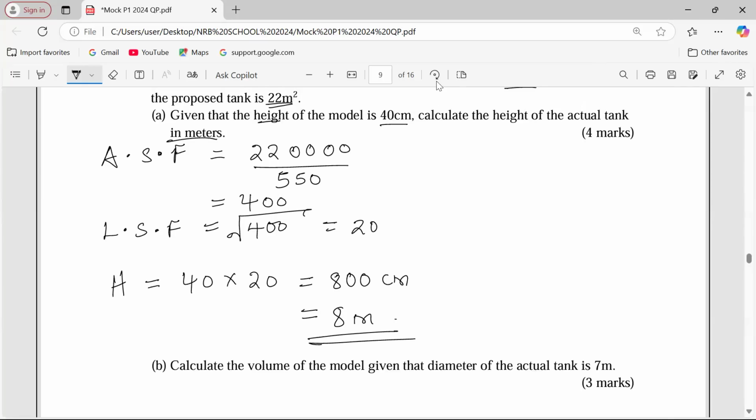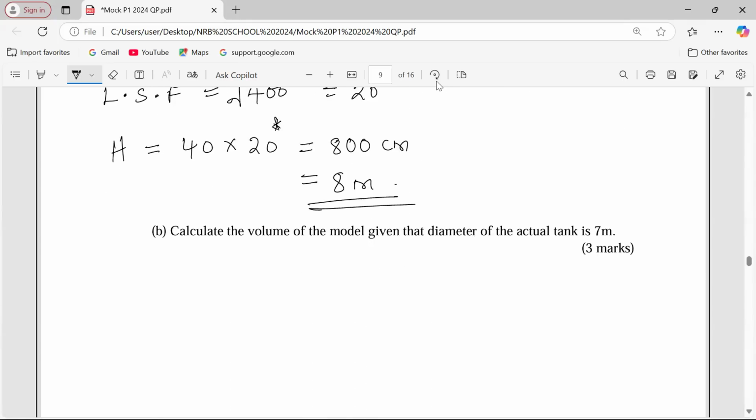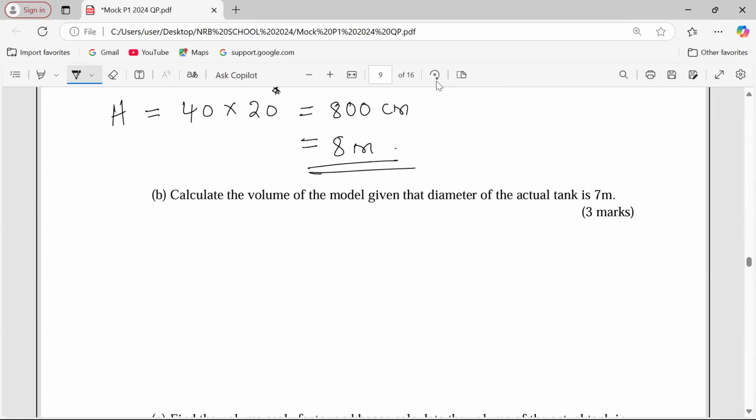It's very good at this point to remember that in case we had been given the height of the actual tank, for us to get the height of the model, we would have divided by the linear scale factor. But now the height that we need is the bigger one, so we increase it by multiplying. Look at part B. Calculate the volume of the model, given that the diameter of the actual tank is 7 meters.